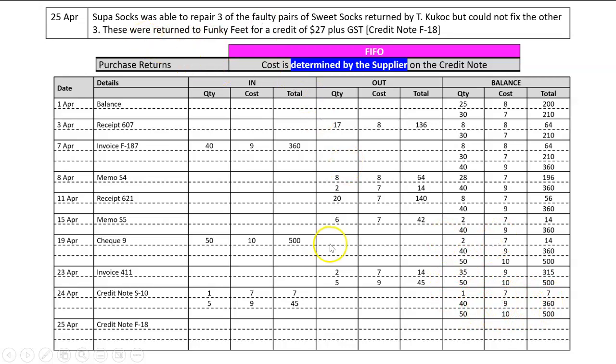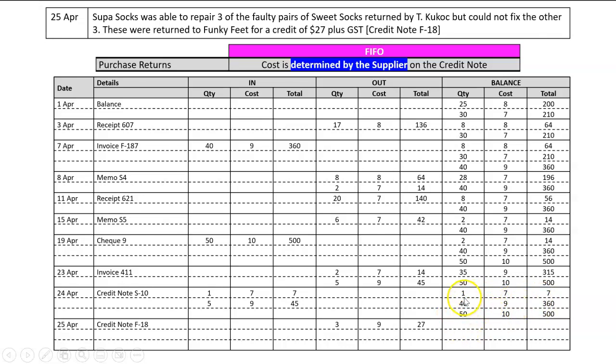But the other 3, I guess the question now becomes which 3? Well, in this case, we don't apply FIFO. So we don't say 1 at $7 and then 2 at $9. What we do is we say the cost is determined by the supplier. And what the supplier said was you're going to get a credit of $27 and you're returning 3 pairs. So 27 divided by 3 is $9. So what we're doing is we're sending out 3 units at $9 for a total of $27. So the supplier said we're going to give you a credit for 3 units from this pile here.